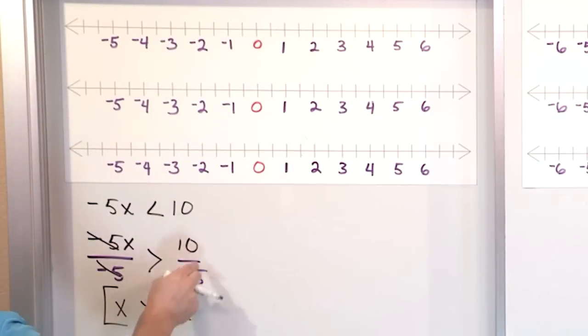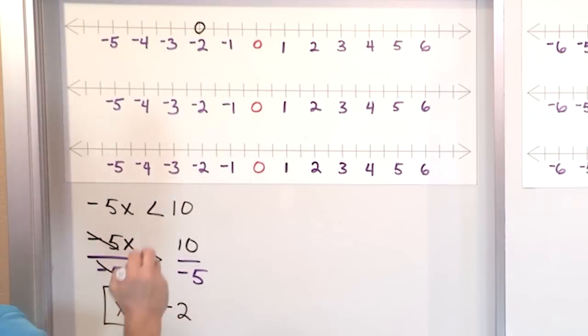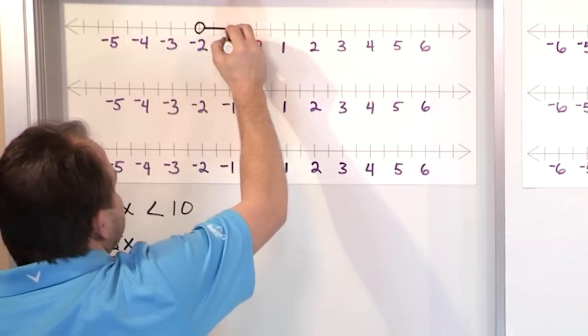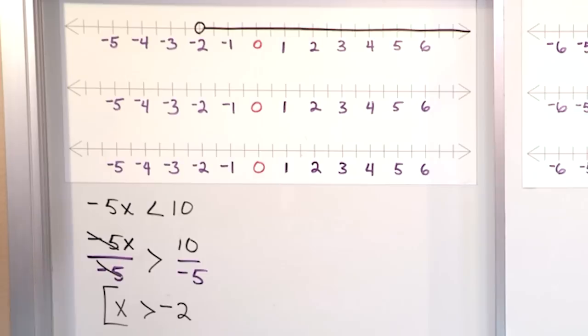So the way you graph it is you go up and find negative 2. It's not greater than or equal to, it's just greater than. So you put an open circle because we're not including the number negative 2 in our solution, and we shade everything to the right. That's the graph of this inequality.